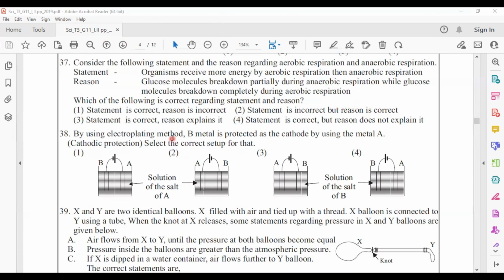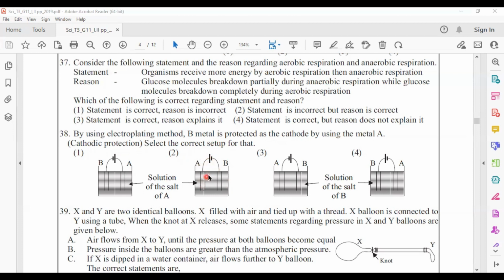Question number 38. By using the electroplating method, B metal is protected as the cathode by using the metal A. It is cathodic protection. Select the correct setup for that. Here, to protect something as a cathode, we have to connect it to the cathode, that means to the negative terminal of the cell. In the second one, you can see the B metal has been connected to the negative terminal, and always the thing that you want to plate on the other metal should be connected to the positive terminal.